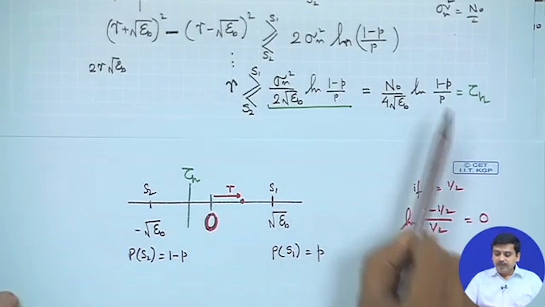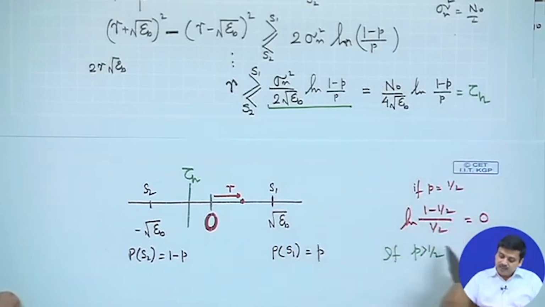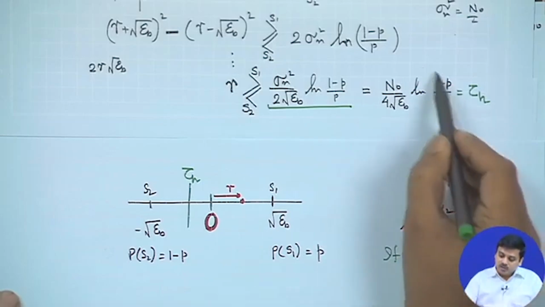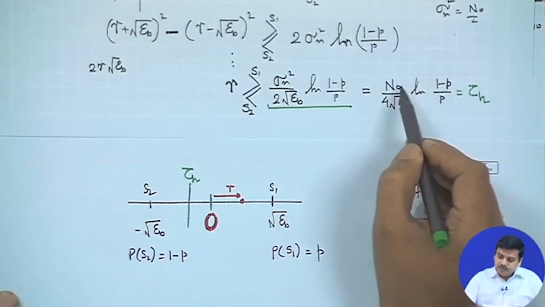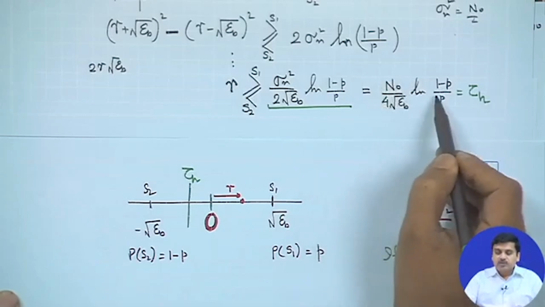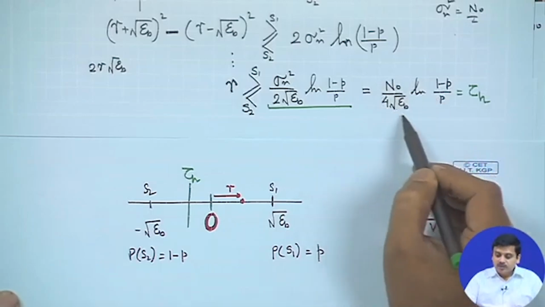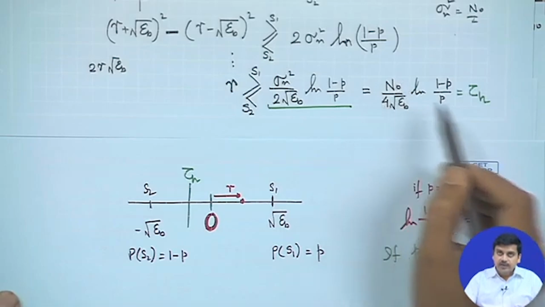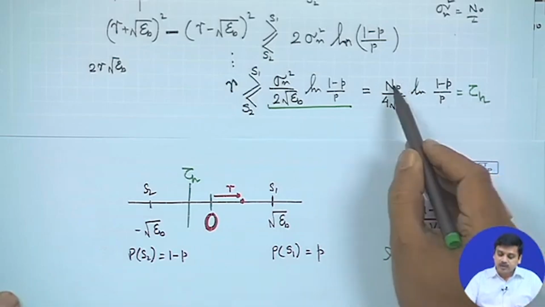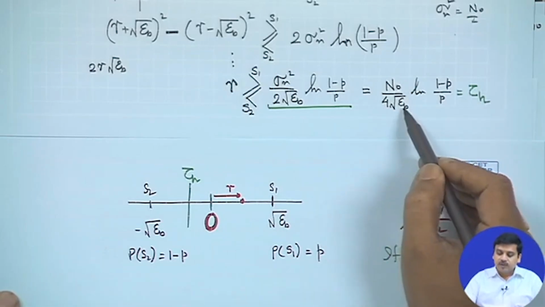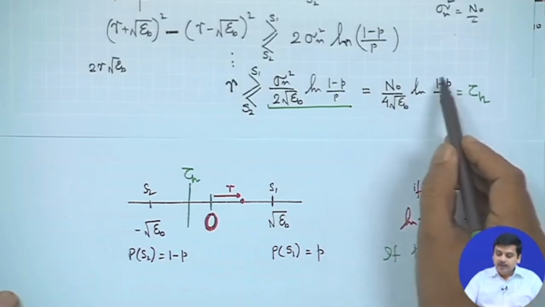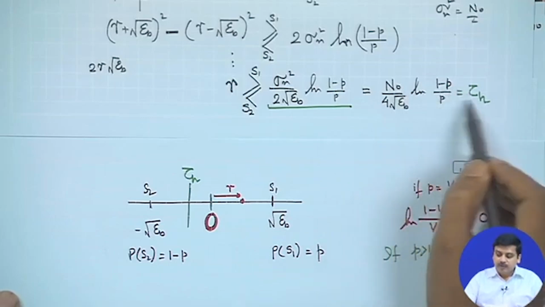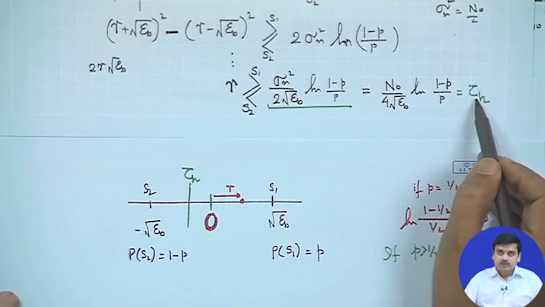So, if P is some value greater than half, let us say it is 3 by 4, this has a particular value and this is going to scale that. So, depending upon a certain E_b by N naught, your TH is going to vary. So, you need the ratio of E_b with N naught and you need the value of P which is going to produce the value of TH.